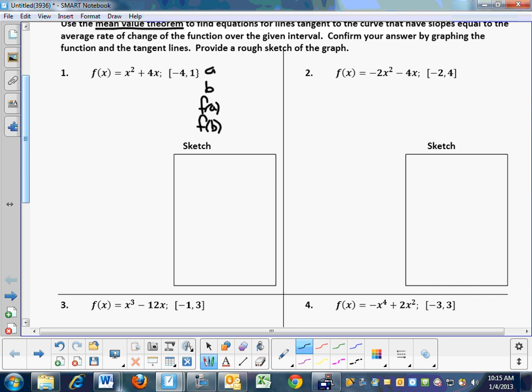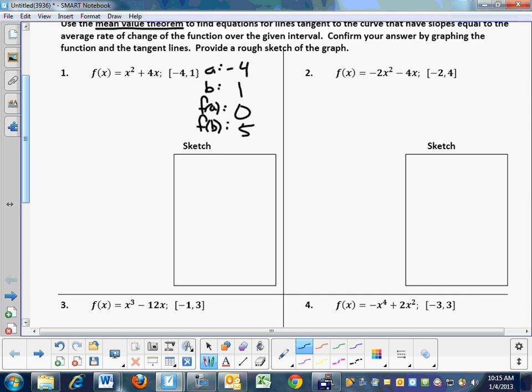I'm sorry, I have a mistake. Won't be the last. Different bracket there. So, what is my a value? -4. What is b? 1. What is f of a? If we plug in -4, what do we get? Very good, you get 0. What if you plug in b? f of b is 5.